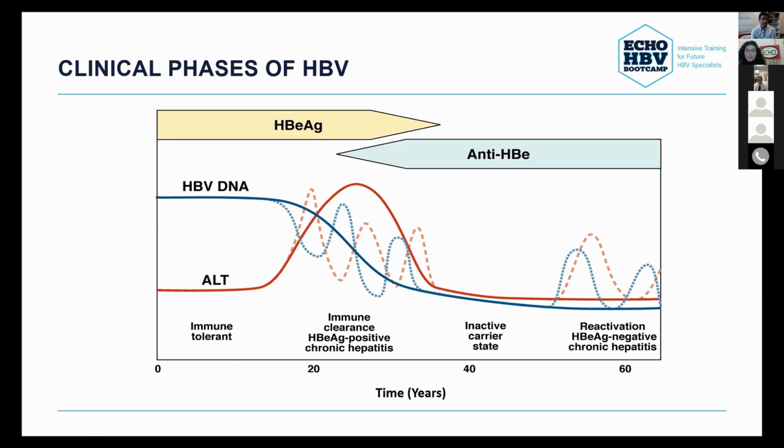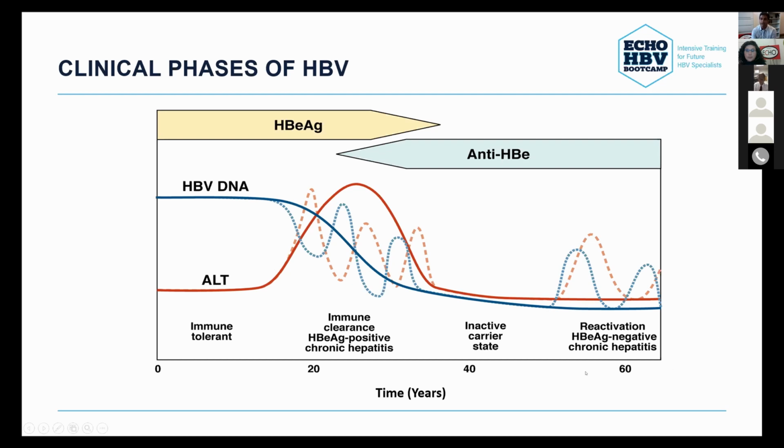It is a name which you can understand just by the name. It's immune tolerant, meaning the patient's immunity is tolerating a high virus, and that's why the ALT is normal.